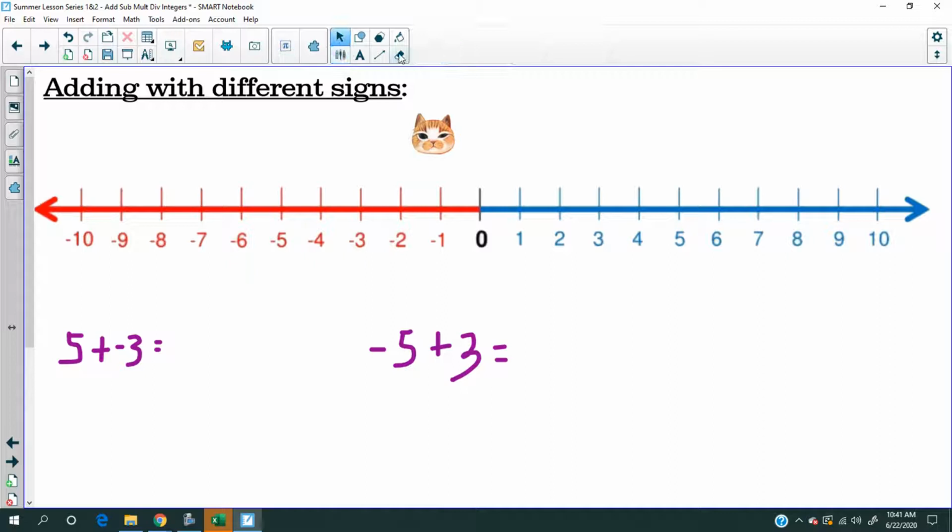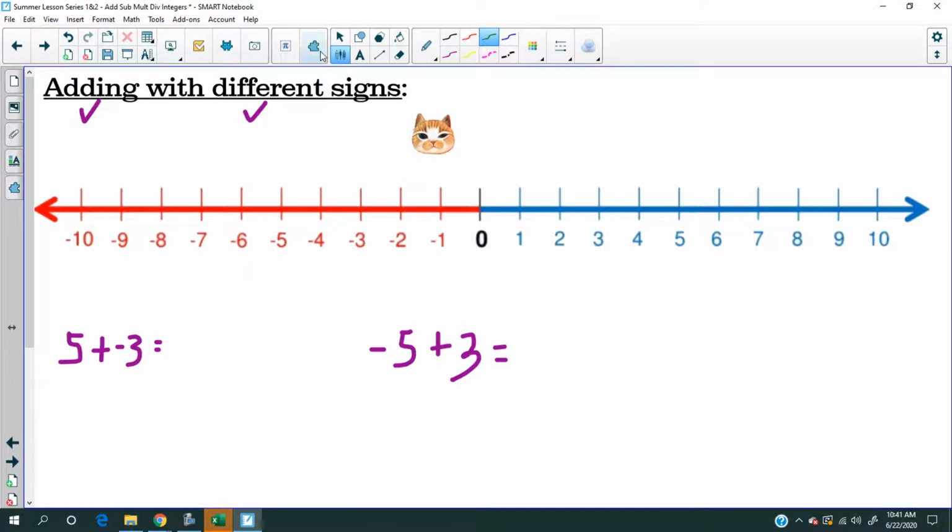Notice here now slightly different. Now we're adding, right? We're still adding. We're not changing the operation. But we're adding with the signs that are different. So what are different signs again? Now we're adding either a positive and a negative number together or a negative and a positive number together. Got that?